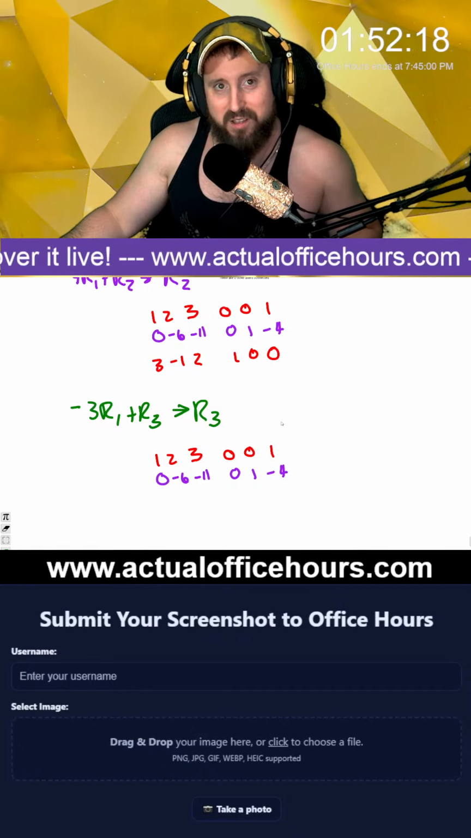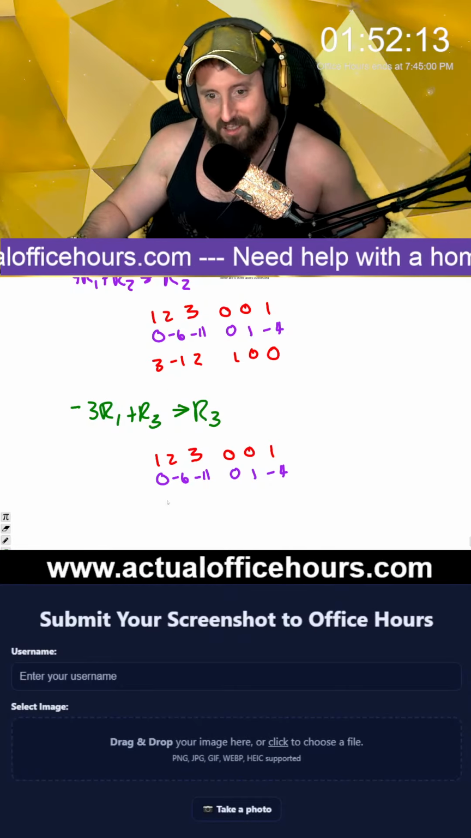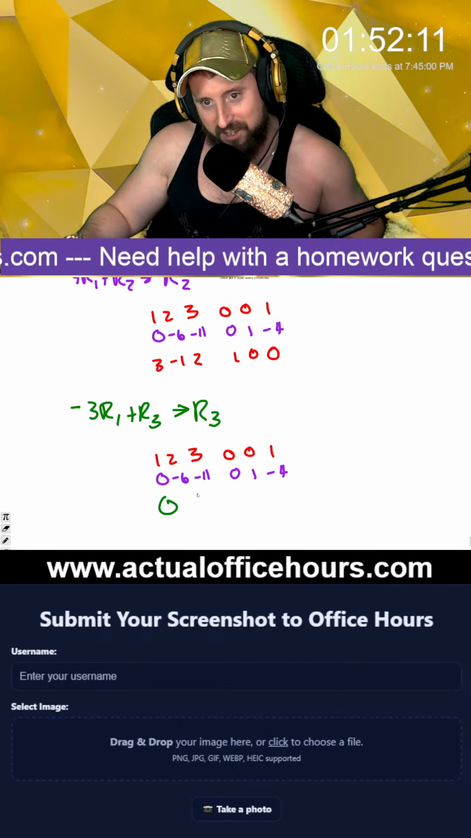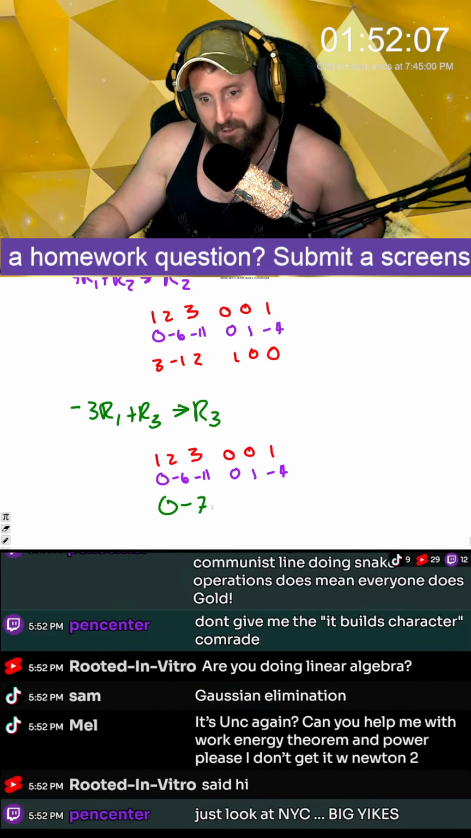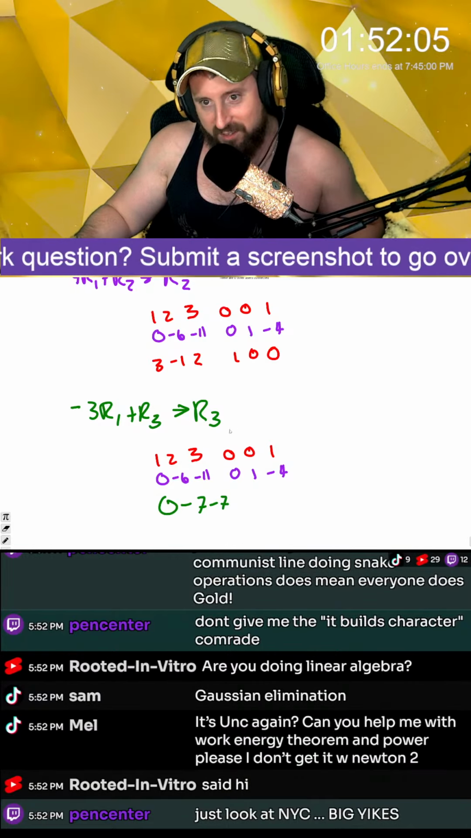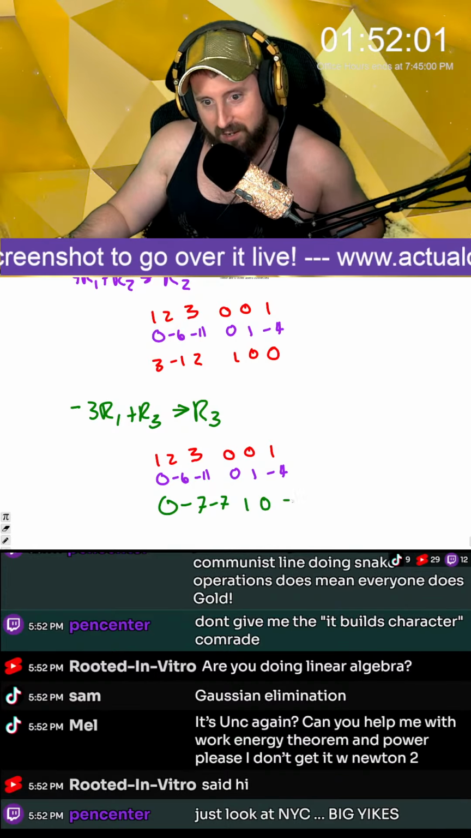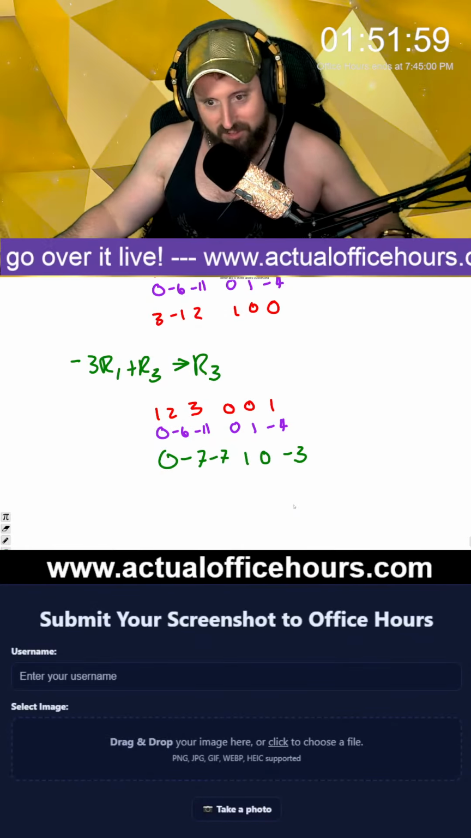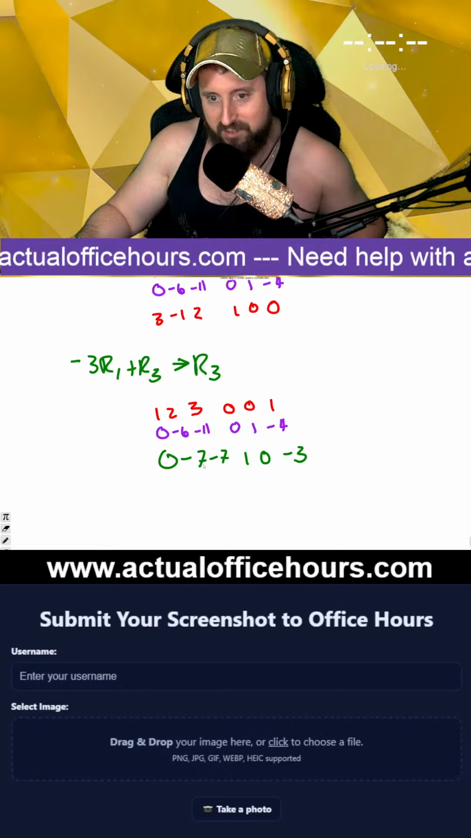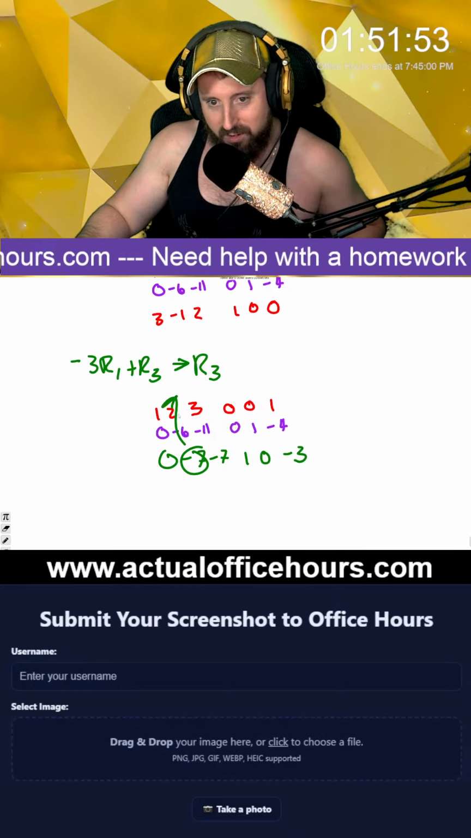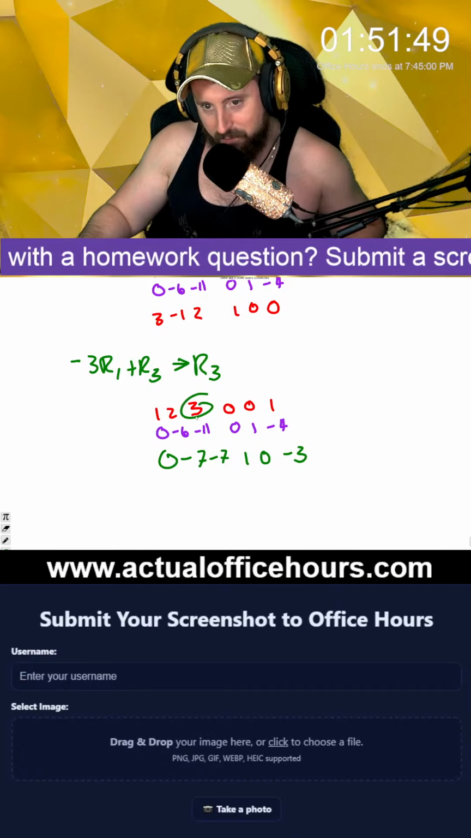What's up, Unc? What's up, Al? Yeah, Gaussian elimination. So, this plus this, that's 0. Negative 3 times 2 is negative 6. Negative 6 minus 1 is negative 7. Negative 9 plus 2 is negative 7 as well. And then this is 1, 0, negative 3. Okay, congrats. You're a third of the way there, because you've at least gotten to 1, 0, 0. Your next goal is to get from here to 0, 1, 0. And then you have to go to 0, 0, 1.